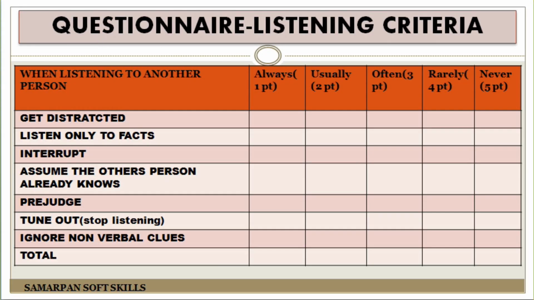In front of you is a questionnaire, a listening criteria format. On the left side are 7 points which you have to tick yourself, and on the top right side, written as always, usually, often, rarely, never, are the points, the scores. So kindly fill this format and see for yourself to what extent you are an effective listener. And the answer is given on the next slide. Kindly see the answer very carefully. Thank you.